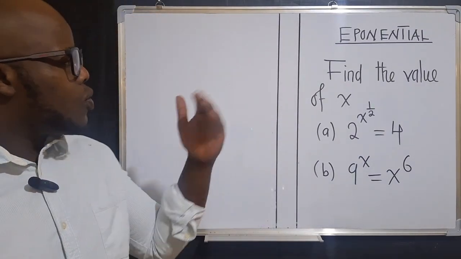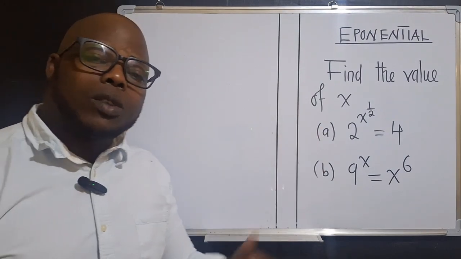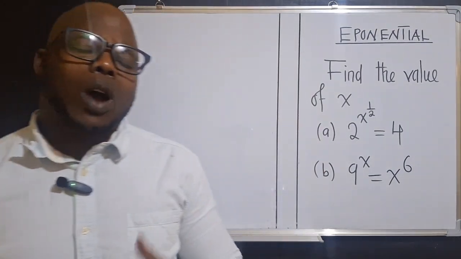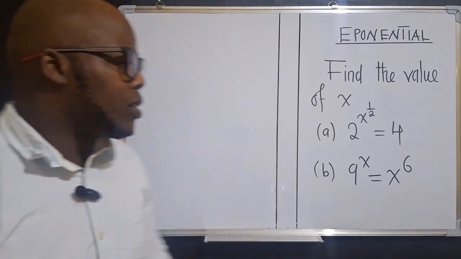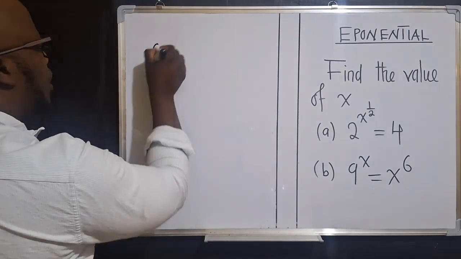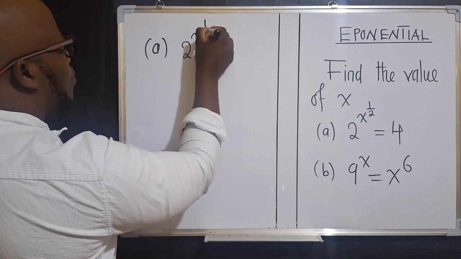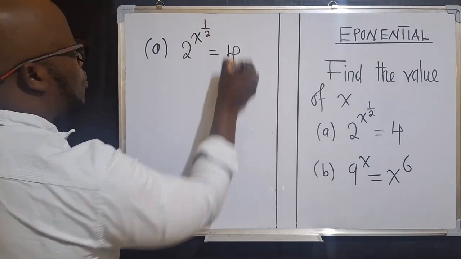Look at me. I've got two questions with me, question A and question B here. We need to find the value of x. So how do we get to find that value of x? So let's say 2 power x power 1 over 2 is equal to 4.